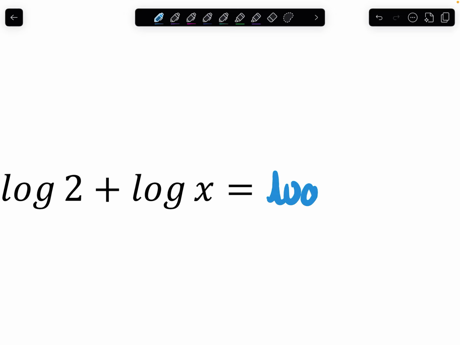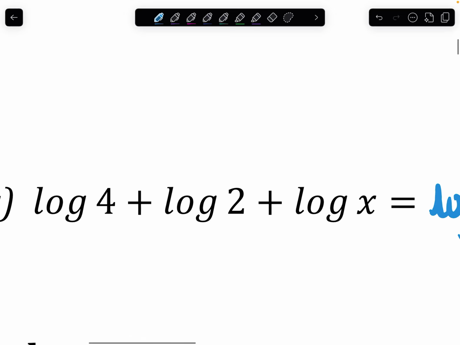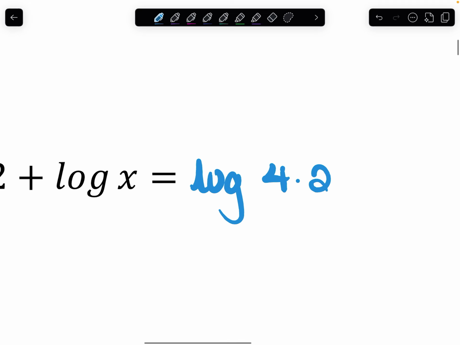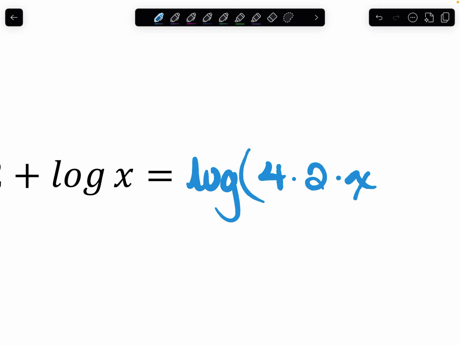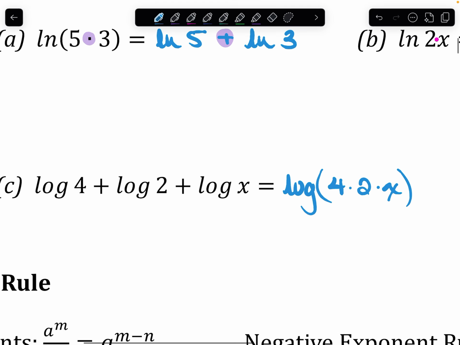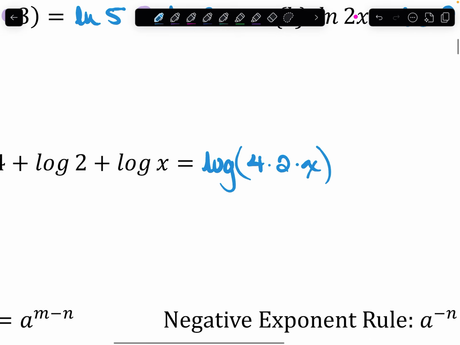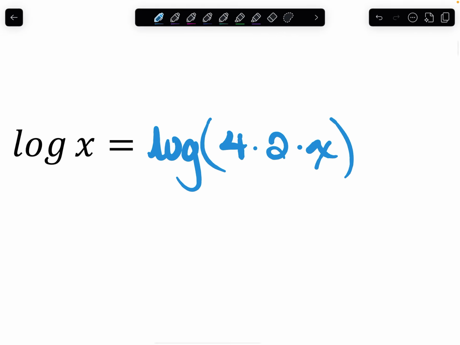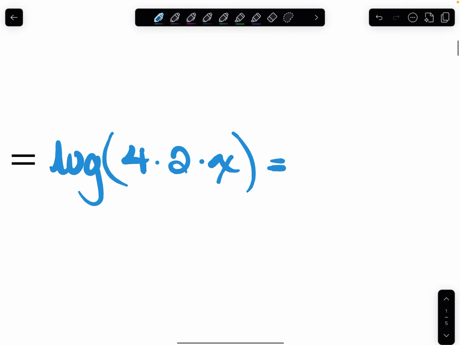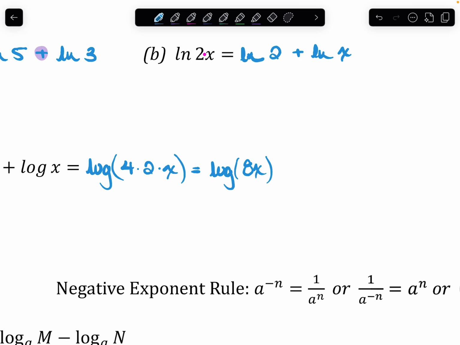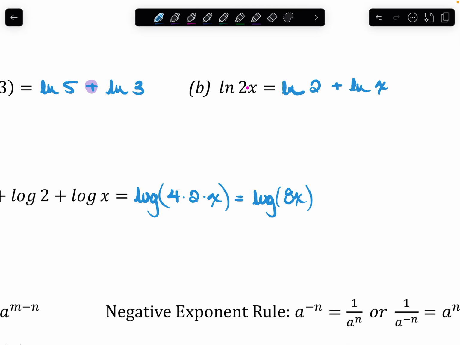So this is your common log, so just log, and then we go left to right, 4 times 2 times x. So because we had 2 addition signs, that translated to 2 multiplication signs. We would then go a step further here because 4 and 2 can be multiplied. We would want to rewrite that as log 8x. And you could do 8 times x, but 8x is fine. Right. Next rule.